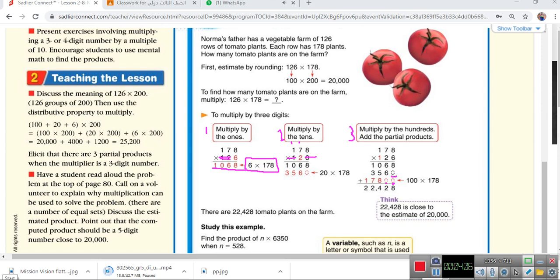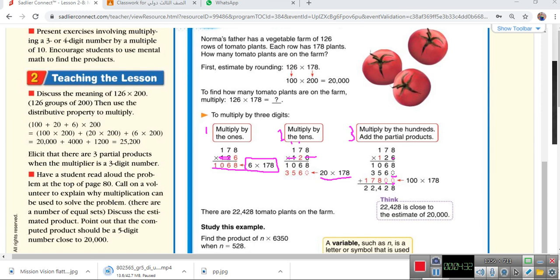So the final answer, like we are multiplying the whole number with 20. Why are we multiplying the whole number with 20? Because the 2 here is located in the tens place. So we do multiply the whole number by 20. So this is the final answer, 3,560. Let's move to the last step.